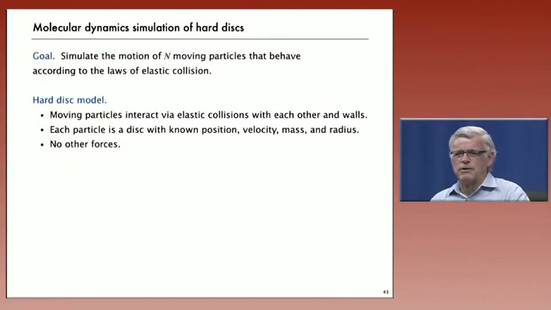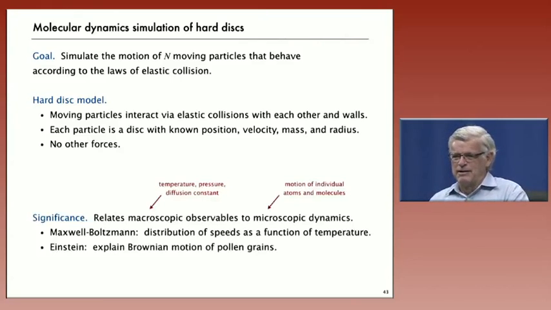We use a simple scientific model called the hard disk model, and this is just for simplicity to get this done in just part of a lecture. Clearly, these things can be extended in many ways. So we're going to have moving particles that either collide with each other and with the walls, and each particle is a disk that's got known position, velocity, mass, and radius. And there's no other forces involved. It gets more complicated if there's more forces, like gravity involved. This one by itself is very significant.